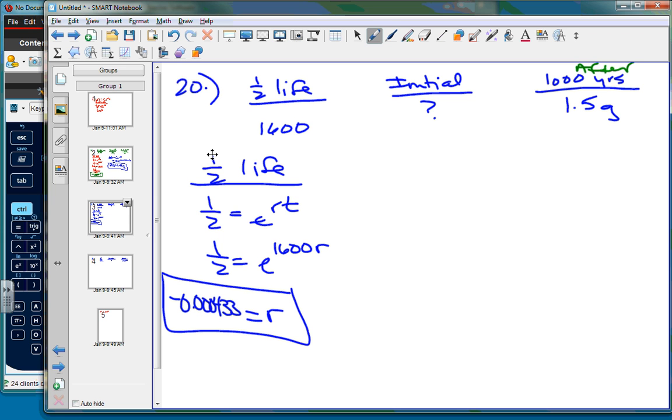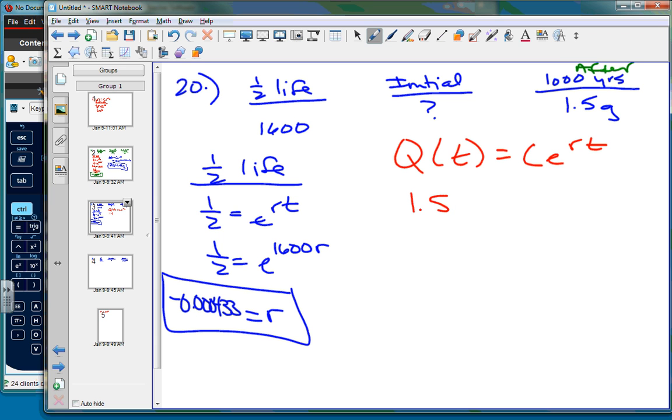Time, in years. I know my amount after 1,000 years. So where does that 1.5 grams go? Does that go for Q of T, C, R, or T? It goes for Q of T.